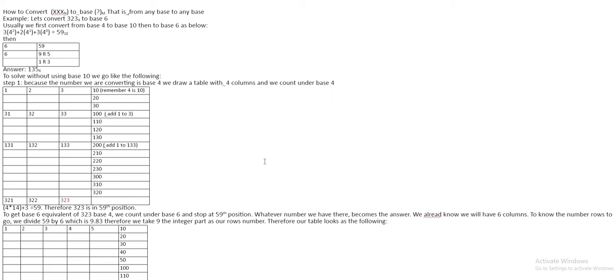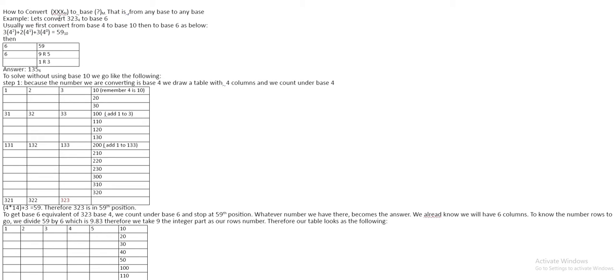But before I show you, I would like to discuss briefly the old ways of doing it, a way in which we first take the base to base 10, then from base 10 to the destination base. Here we have 323 base 4, and we're taking it to base 6, right? So usually what we do is convert from base 4 to base 10, then to base 6, which is solved as below.